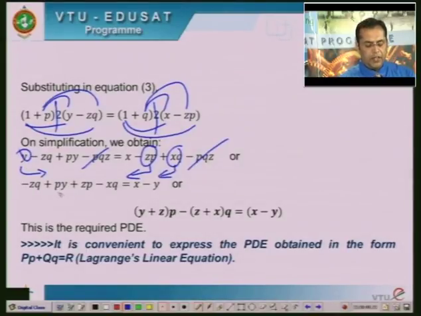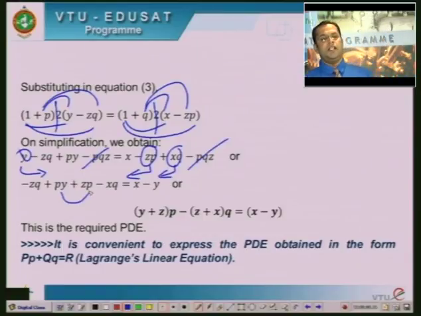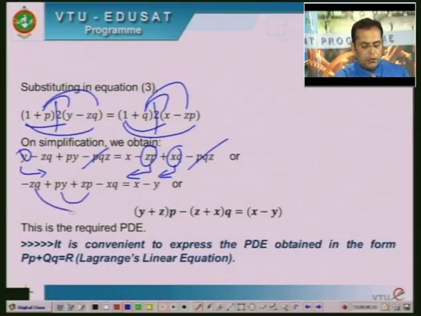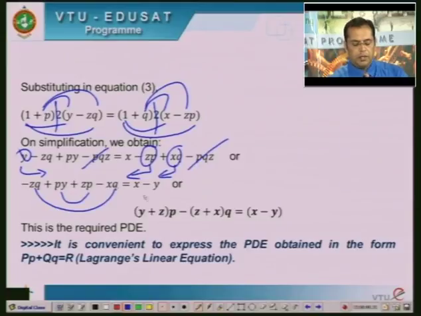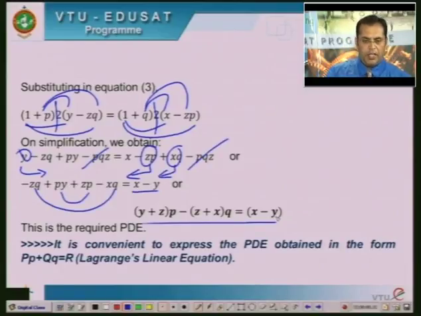Then finally, if you take common factors, these two have p common, so you get y plus z into p. These two terms have minus q common, so take it out. So, minus of z plus x into q equal to x minus y, which is the required PDE. Let me remind you again, if you try to solve this problem using the previous method, you will get the same answer, because these two are equivalent.